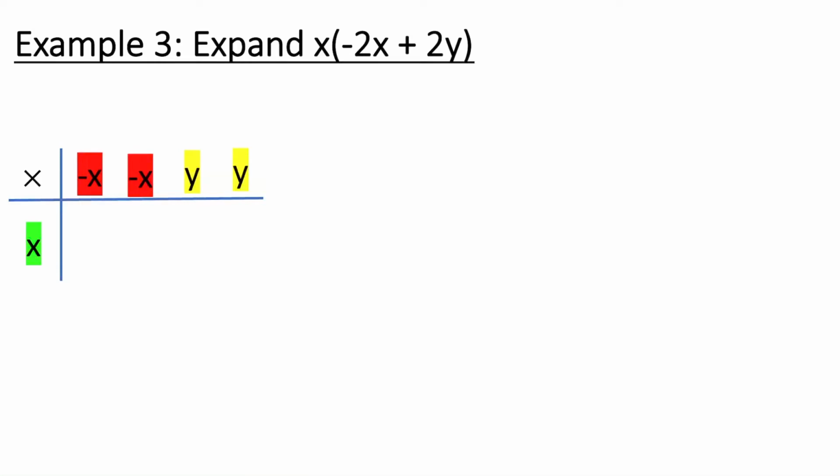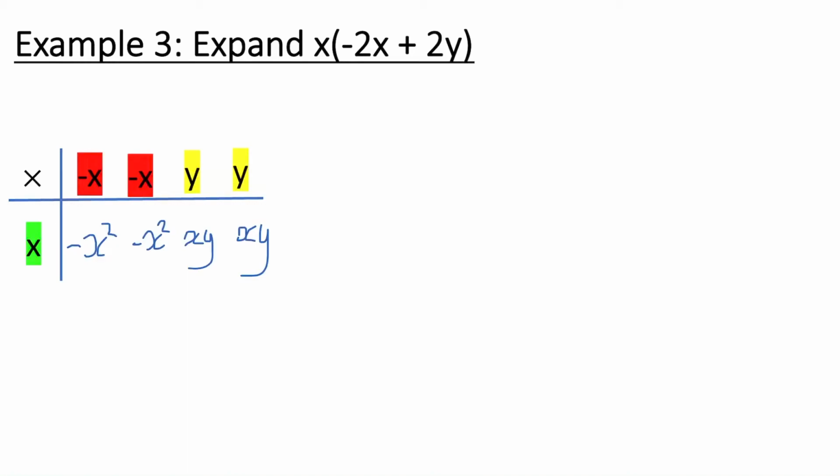x multiplied by negative x will give us a negative x squared. x multiplied by negative x is negative x squared again. So remember, a negative term and a positive term, when you multiply those, you will get a negative term. Now we have x multiplied by y, which is just xy, and x multiplied by y again, which is xy.